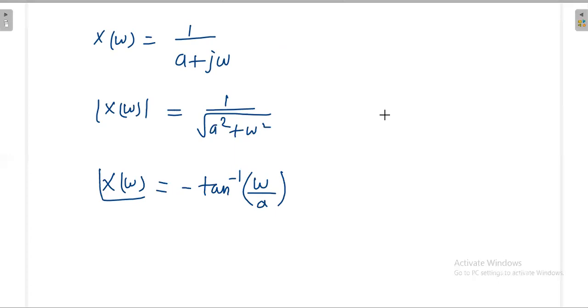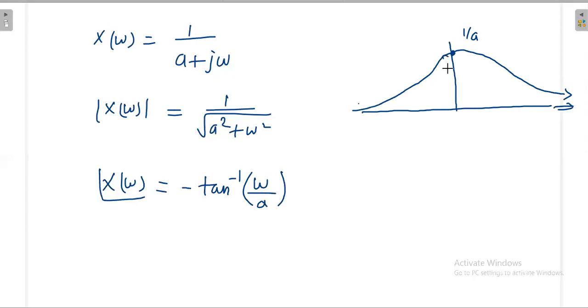For example, if ω is going from minus infinity to plus infinity, when ω is 0, what is the value? The value is 1 by a. When you increase ω, the magnitude will decrease, and it goes like this. So this is the magnitude graphical nature. That means the central frequency is having higher magnitude.